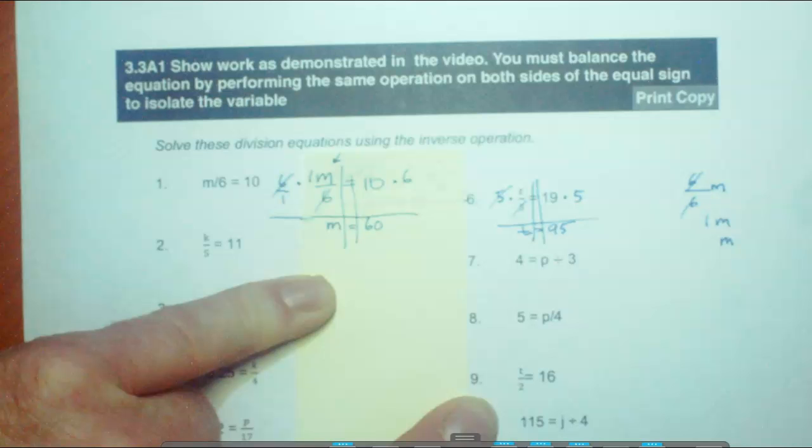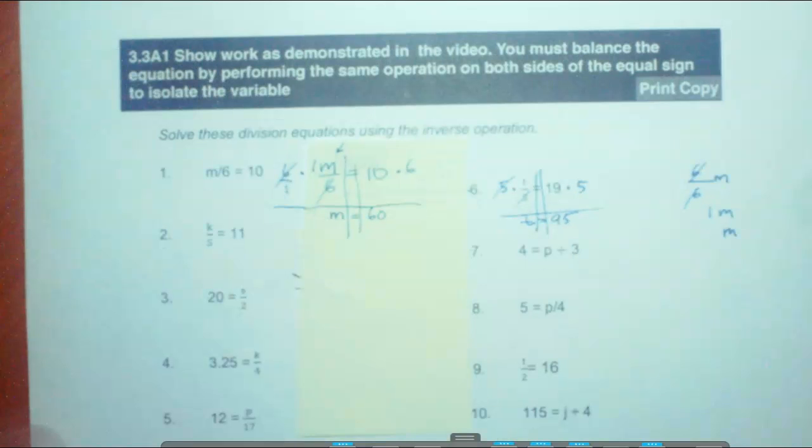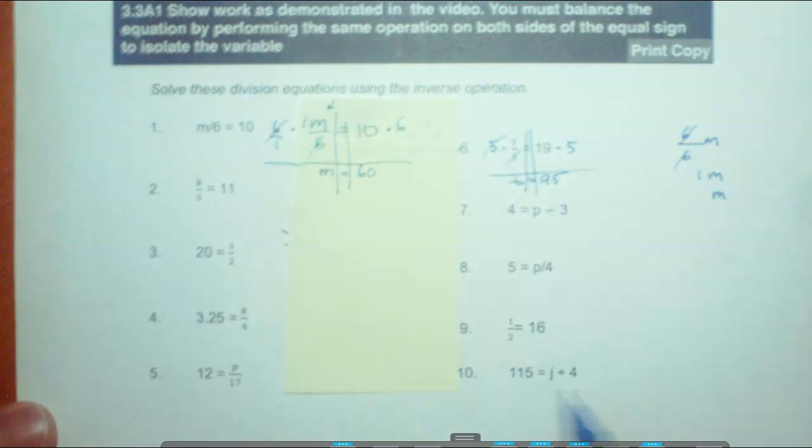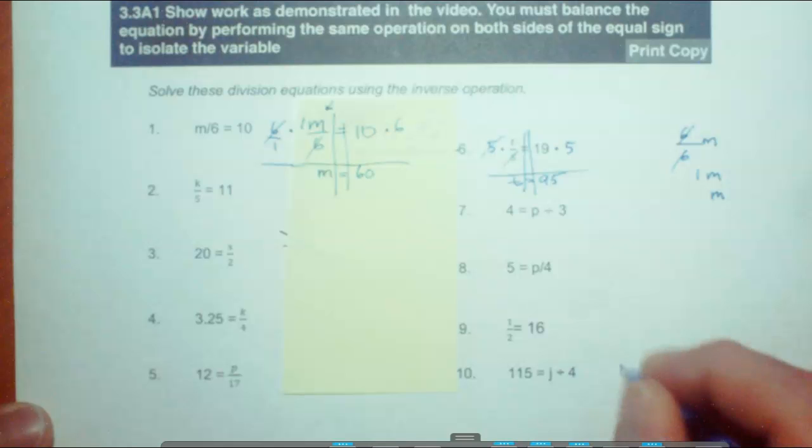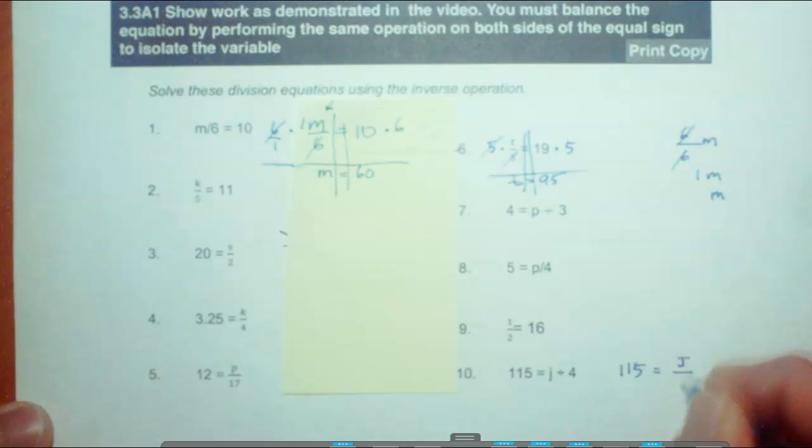All right, let's take a look at one of these other ones here. Number 10. All I did was just reverse it a little bit. So let's just rewrite it. 115 equals j divided by 4. How do you get rid of divided by 4? You multiply by 4 on both sides.